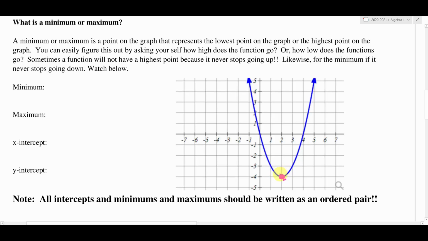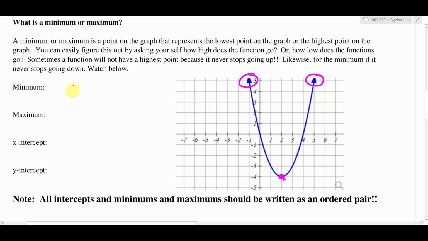Okay, a maximum would be the same thing, except you'd be looking for the highest point on the graph. And you'd have to say, okay, well, how high does this function go? And you have to remember what these arrows are telling you. It tells you that the function keeps going forever and ever and ever. So it actually never stops going up. All right, so for this particular function, we do have a low point, but we have no high point. So we have a minimum, but no maximum.